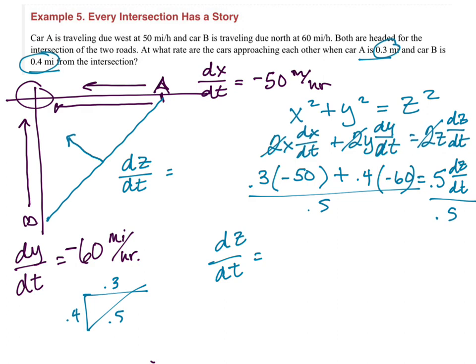Did you use your decimals? Yes. We got negative 78. Miles per hour. So what does that tell me? That the distance is closing by 78 miles per hour. So they're getting closer together at a rate of 78 miles per hour, which is not what you would get if you had done the square root of 60 squared and 50 squared. It's not the same number.